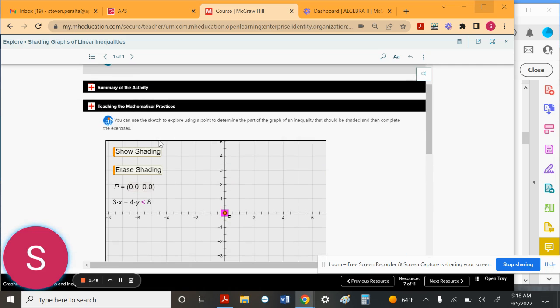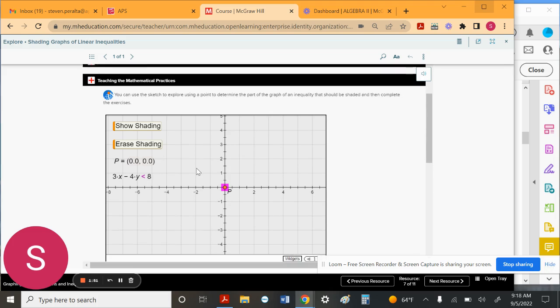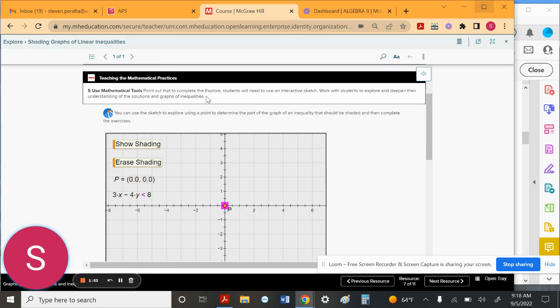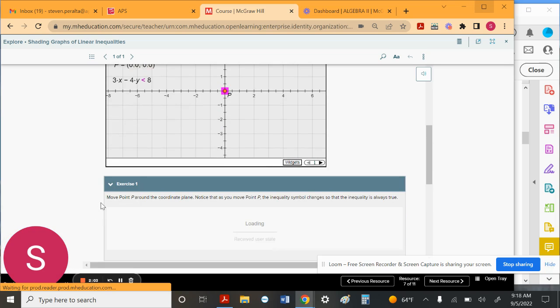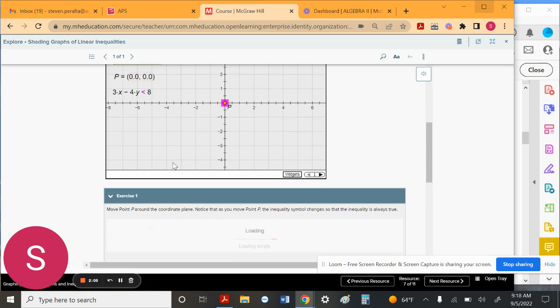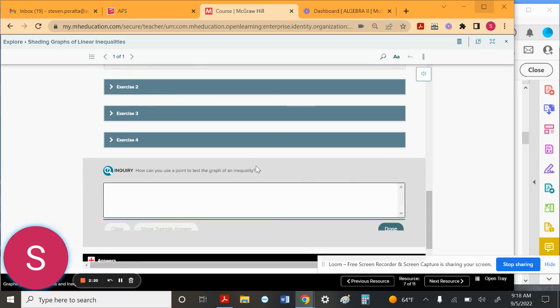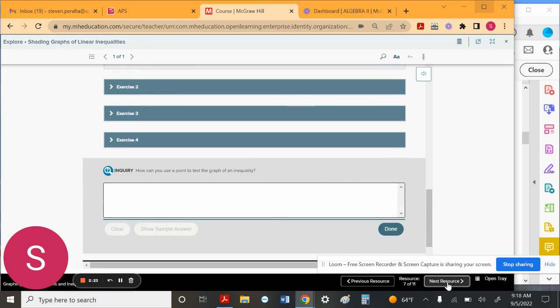So I'm not sure how to use that. You can use a sketch to explore. Let's see if I can figure this out. I figured out how to graph on the other ones, but I haven't figured out how to graph on this one yet, so I'll show you how to do that later on. Oh, maybe that's what I'm supposed to do on the next one. Move point P, the inequality symbol changes. So if I move point P around, there we go. I can move it around over here. I'm not sure how that's helping me, but anyway, we're going to go through the next one, and it'll make more sense on the next part. So just skip over that.